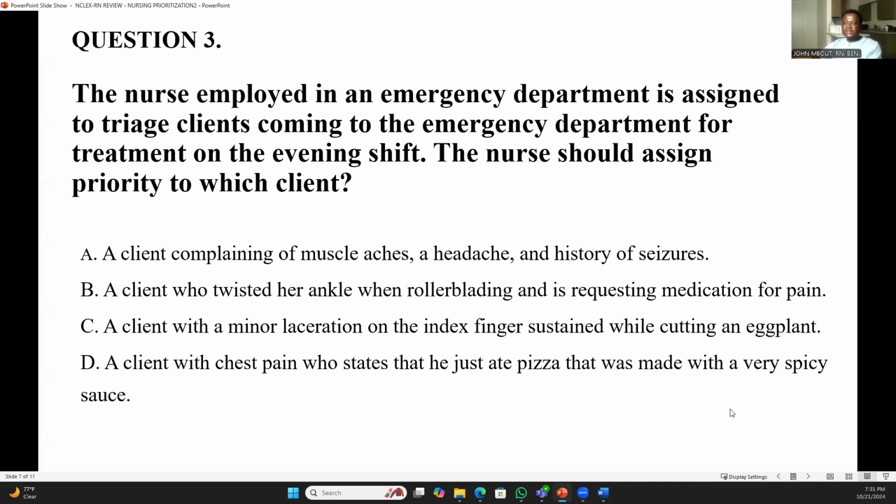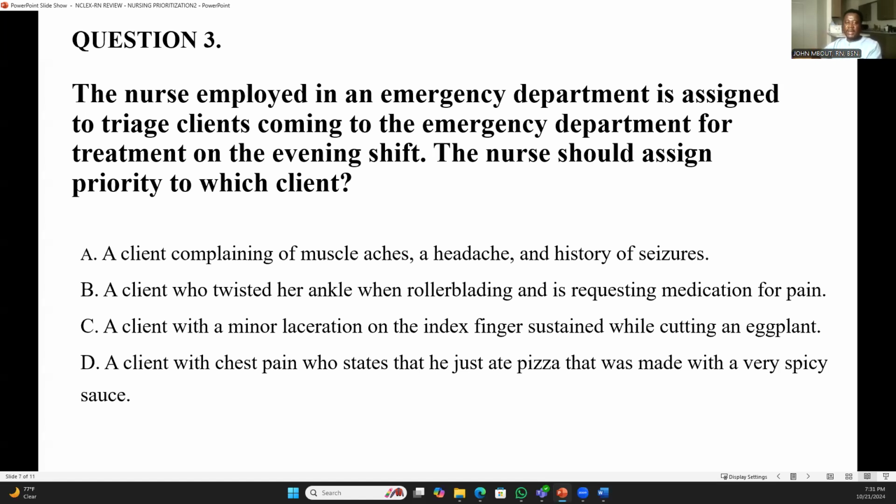The nurse employed in an emergency department is assigned to triage clients coming to the emergency department for treatment on the evening shift. The nurse should assign priority to which client, right? So when you're doing a prioritization question, there's a way that you attend to clients in the ED. There's what we call triage. You sort out according to the severity of the condition.